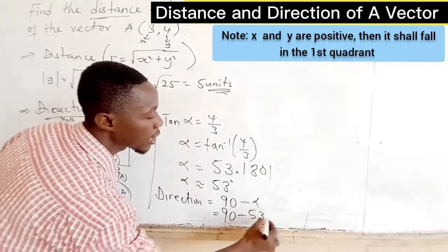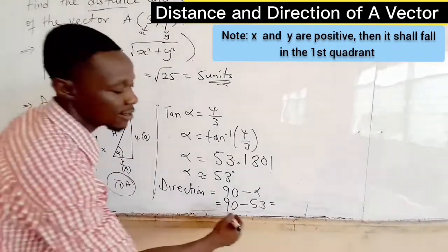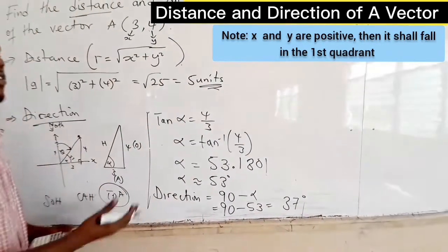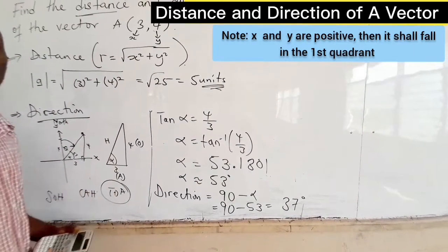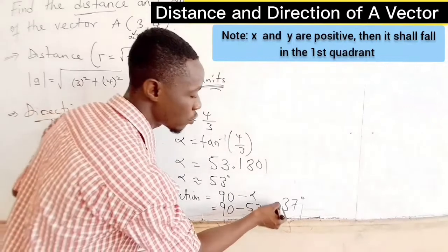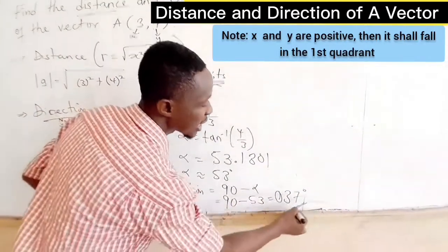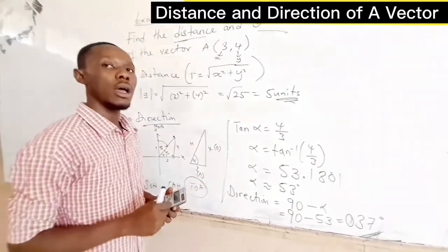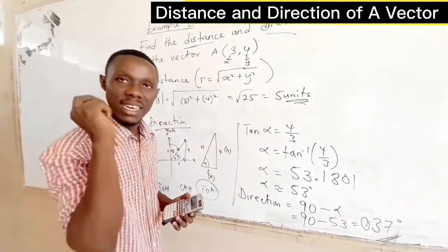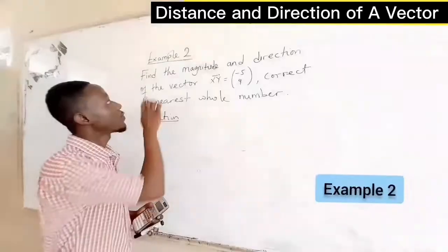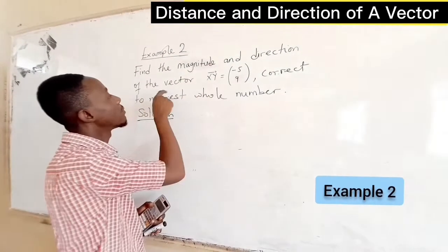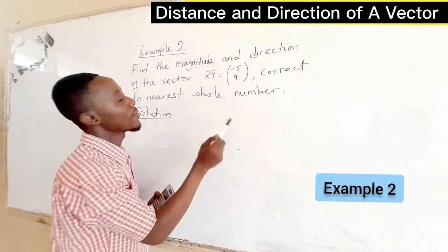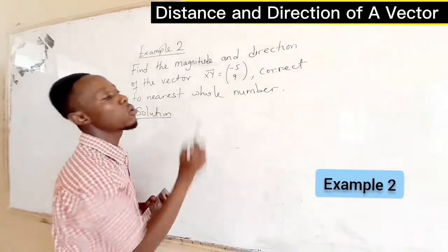Therefore, we can conclude to say that the final answer will be 37 degrees. But since it's a direction or a bearing, we need three digits. Therefore, it will give us 037 degrees. Now, let's solve the second question, which has a negative in it. Second example. Find the magnitude and the direction of vector xy. -5, 9. Correct to nearest whole number.